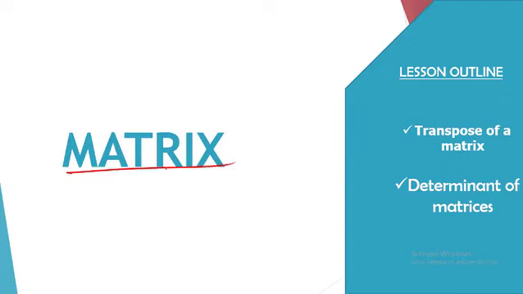Welcome back. In the course of today's lesson, we'll be looking at the transpose of a matrix and then the determinant of matrices. So, let us start with the transpose of a matrix. The transpose of a matrix A, denoted by A raised to power T or A prime, is interchanging its rows and columns.